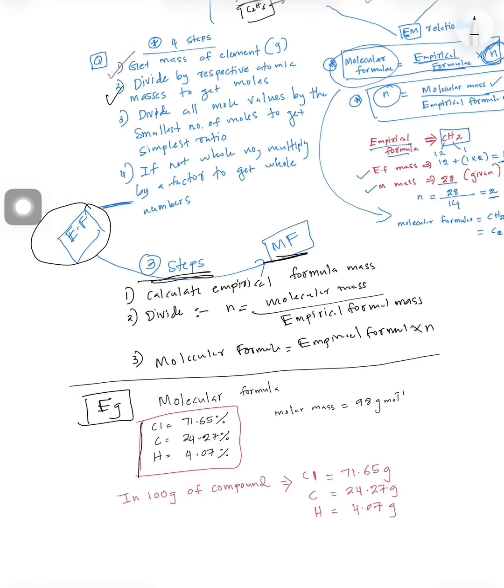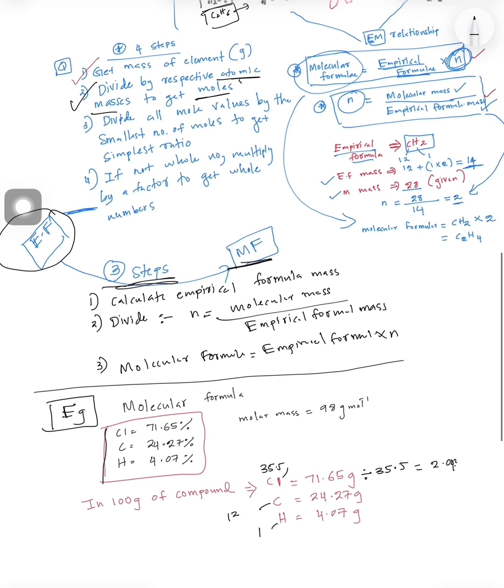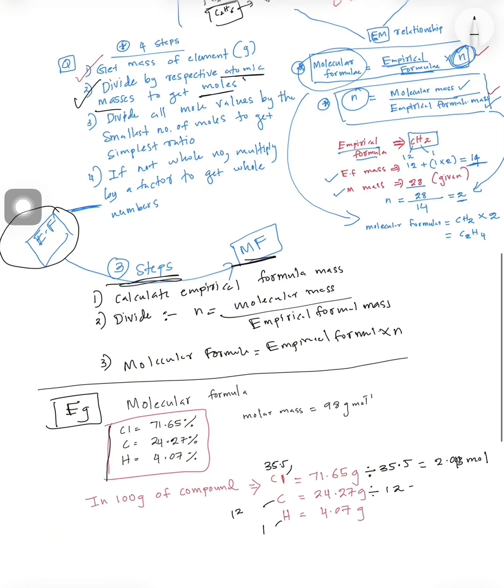The second step here is divide by the respective atomic masses to get moles. So the atomic mass of chlorine is 35.5, carbon is 12, and hydrogen is 1. If I divide this by 35.5, I get 2.043 moles. If I divide this by 12, I get 2.022 moles. And if I divide this by 1, I get 4.07 moles.